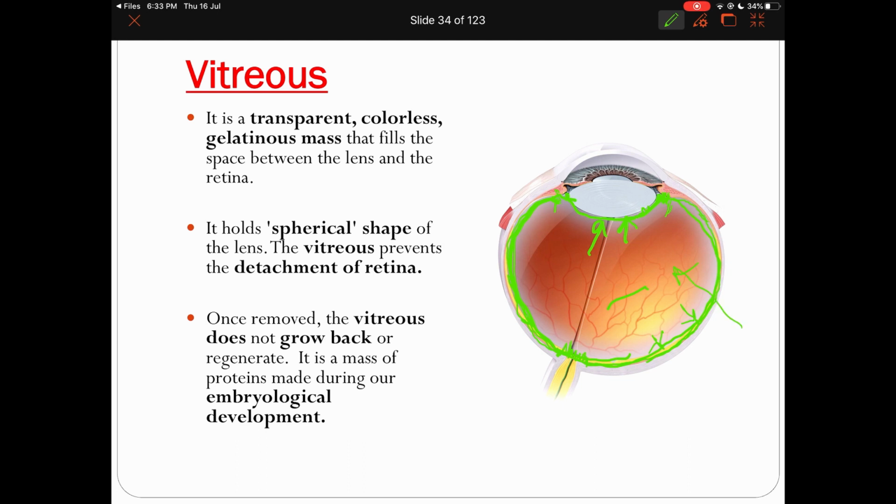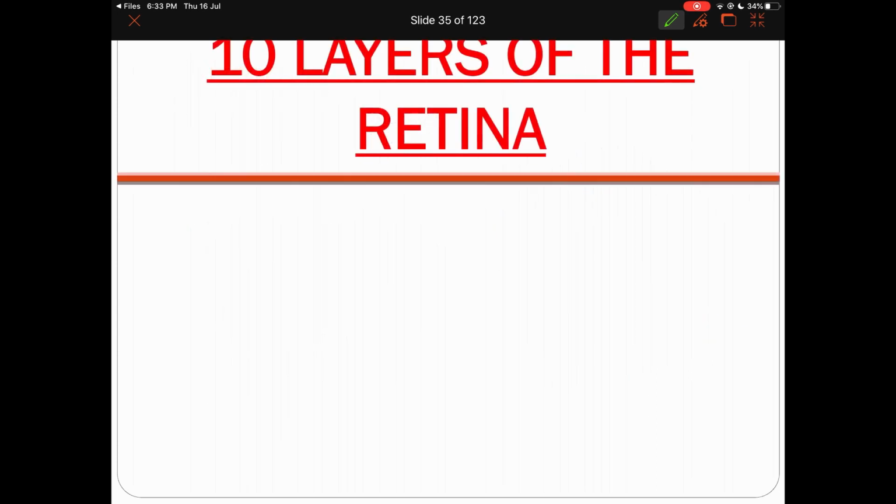This can have some replacement of certain nutrients and others, but this will not be replaced as such. You get it once during embryological development. Now, this was something in general about the retina.